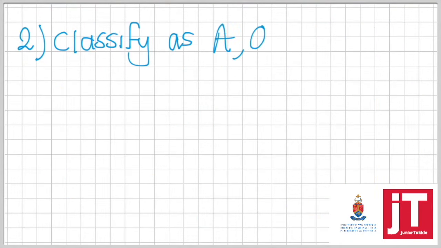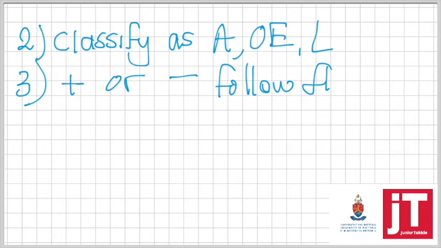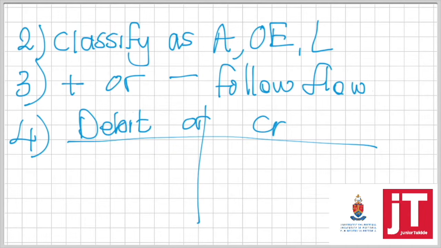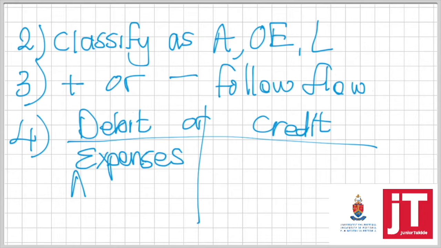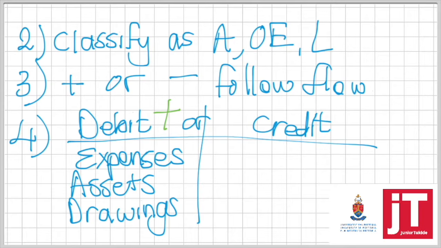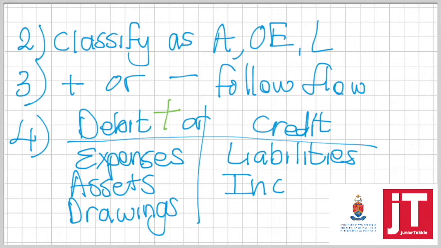So we are going to classify the accounts then as an asset, owner's equity, or a liability. We're going to follow the flow, plus or minus, according to what happened for the business. And then we're going to look at debt click to decide debit or credit. So therefore, expenses, assets, and drawings will debit or plus on the debit side. And liabilities, income, and capital will credit or plus on the credit side.